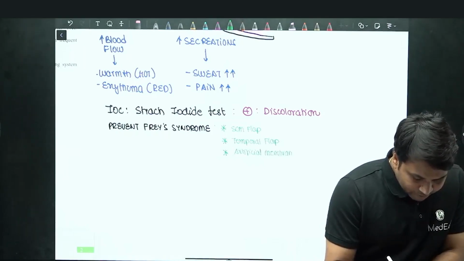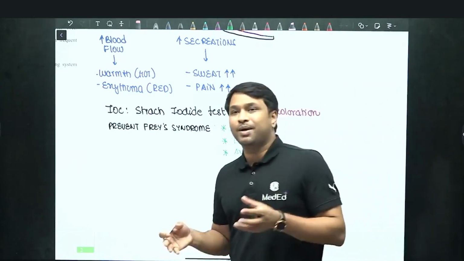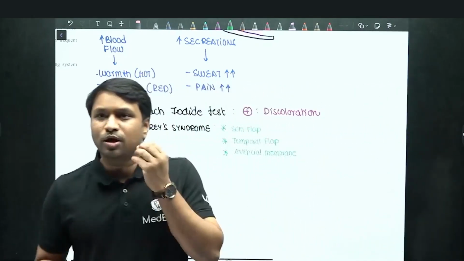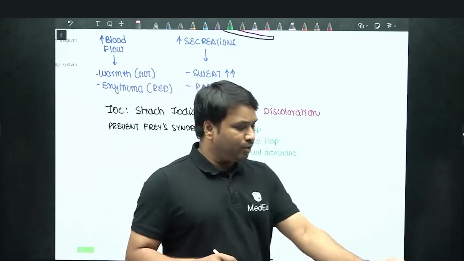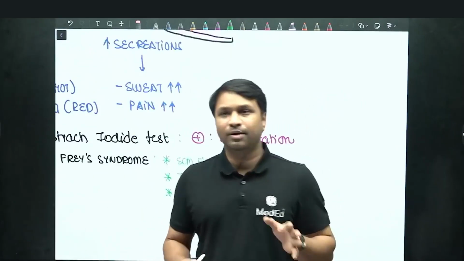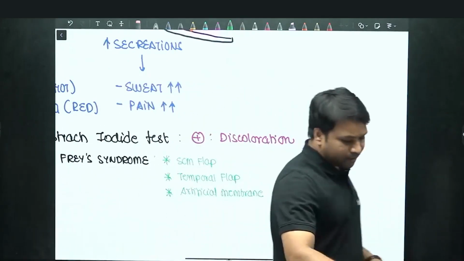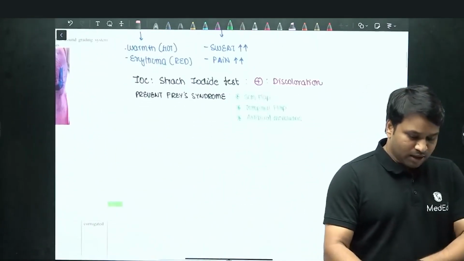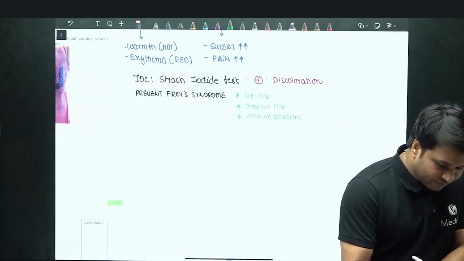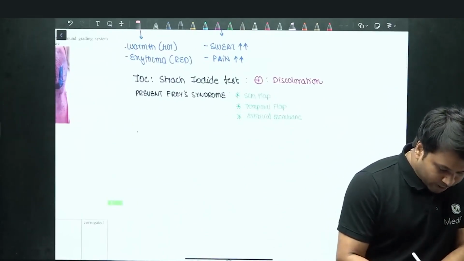Now, these artificial membranes will also act as a mechanical barrier and won't allow the cross innervation to occur. So you can use the sternocleidomastoid muscle flap, a temporal flap, or an artificial membrane. ये तो preventive measures हो गया. Now that I know the patient is having Frey syndrome, how would you like to manage?